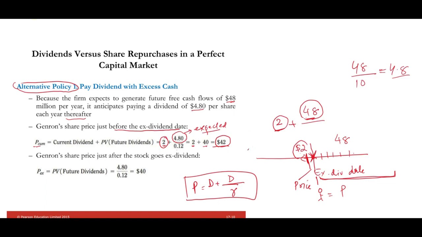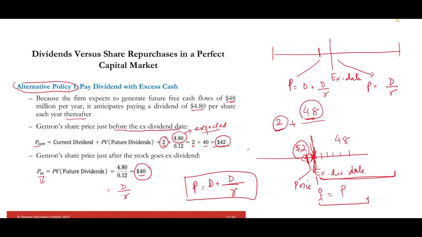But what happens after this $2 is paid? What would the share price be after that? It means after paying this dividend, what would the price be? It would be price X. Price X, meaning after the ex-date, is equal to 4.8 as the dividend, divided by 0.12, which is equal to 40. Please remember this is D divided by R. We are not using R minus G because there is no growth, so this is just R. So the answer is 40.